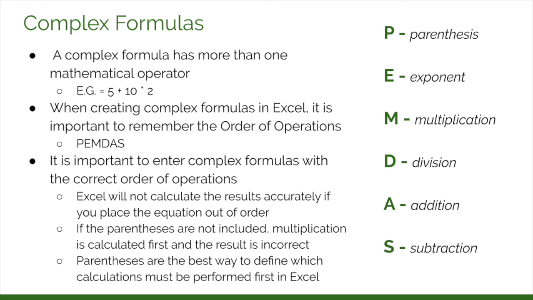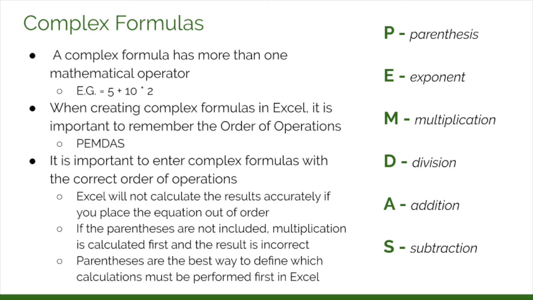A complex formula has more than one mathematical operator. For example, in the equation equals 5 plus 10 times 2. When creating complex formulas in Excel, it is important to remember the order of operations, often referred to as PEMDAS. P stands for parentheses, E for exponent, M for multiplication, D for division, A for addition, and S for subtraction.